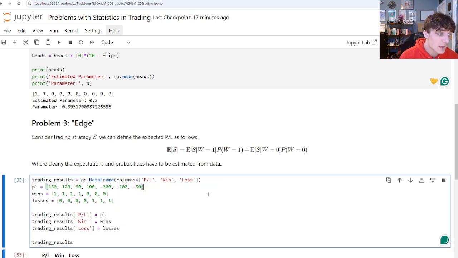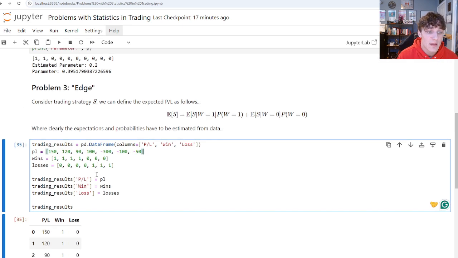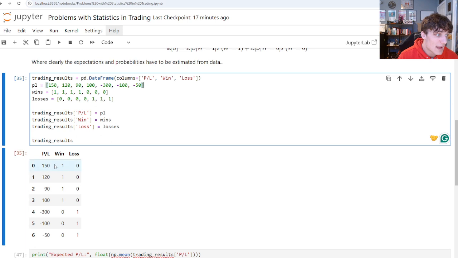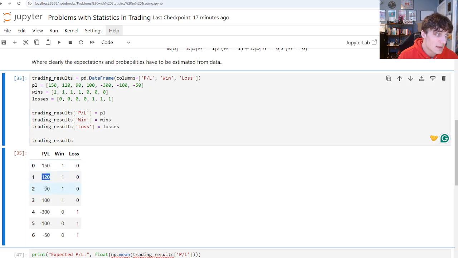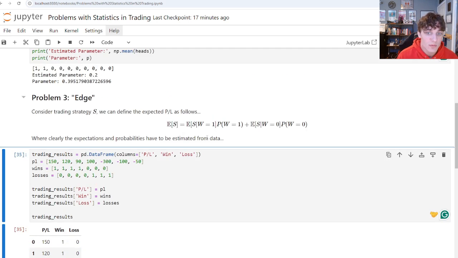So what do we do? Well, I'm going to take data that I have here from trades, and I'm going to compute the expectation of my trading strategy, the expected P&L. So here's my data. I have P&L of 150, 120, 90, 100, minus 300, minus 100, and minus 50. I have 4 wins and 3 losses. So what can I do? Well, I can derive each piece of this equation and then glue it together to get the overall expectation.